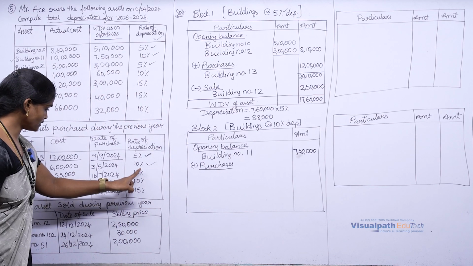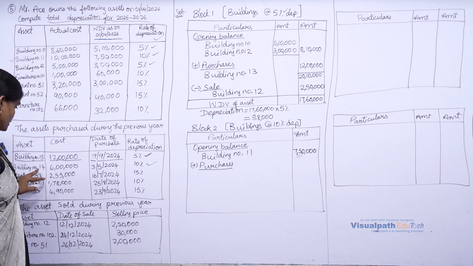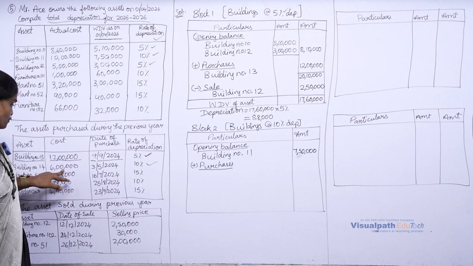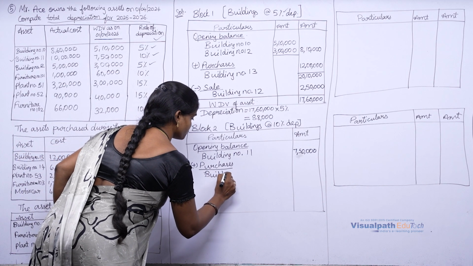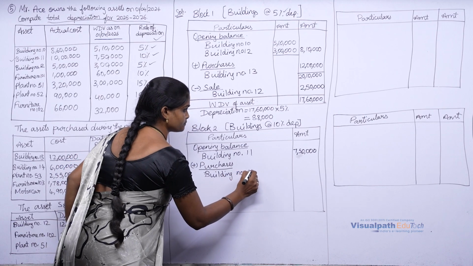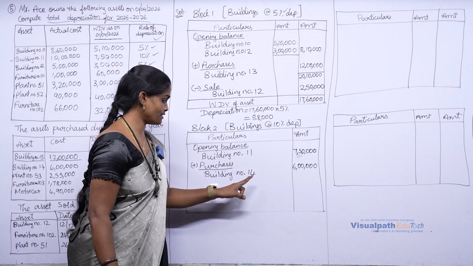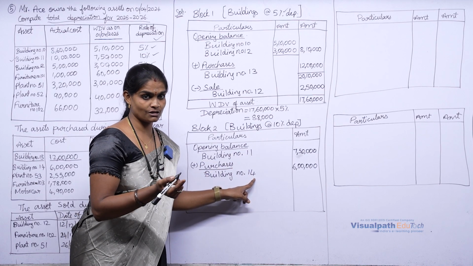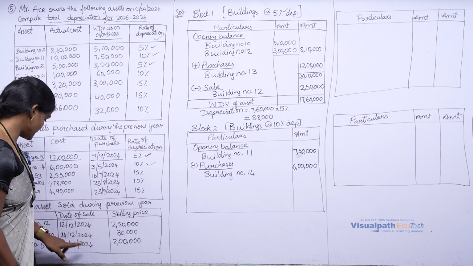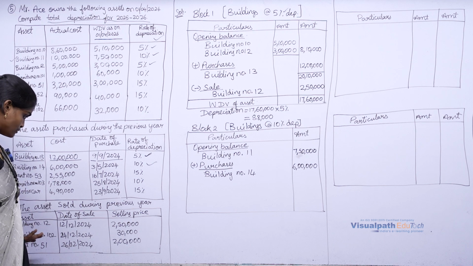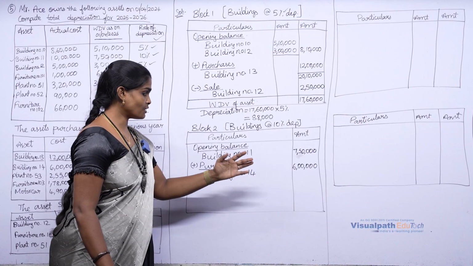Under this column with the 10% rate you have two items. One is building number 14 and furniture number 103. Now you will take building number 14 whose cost is 6 lakhs. Now, is there any sale? Now, you have building number 11 and building number 14. Now, you have to cross-check with the question whether it is sold or still it is existing in the business. Now, see the sale details here. Building number 12 is sold. No other building is sold. Only 12 is sold, which we have shown in the previous block itself. Okay. Now, nothing is sold.